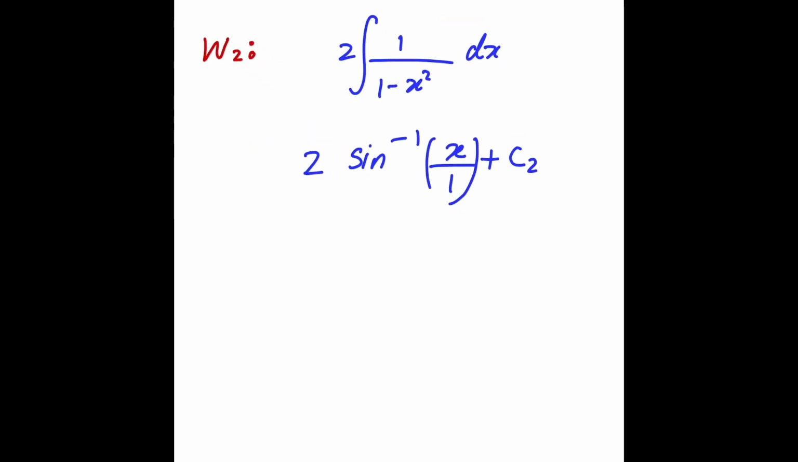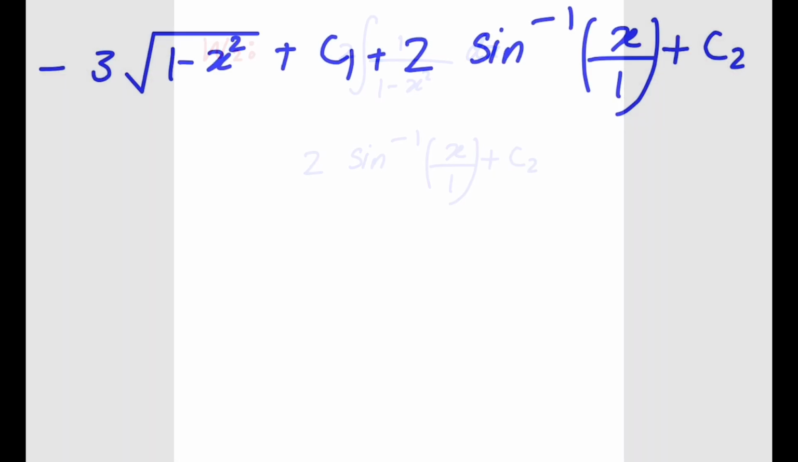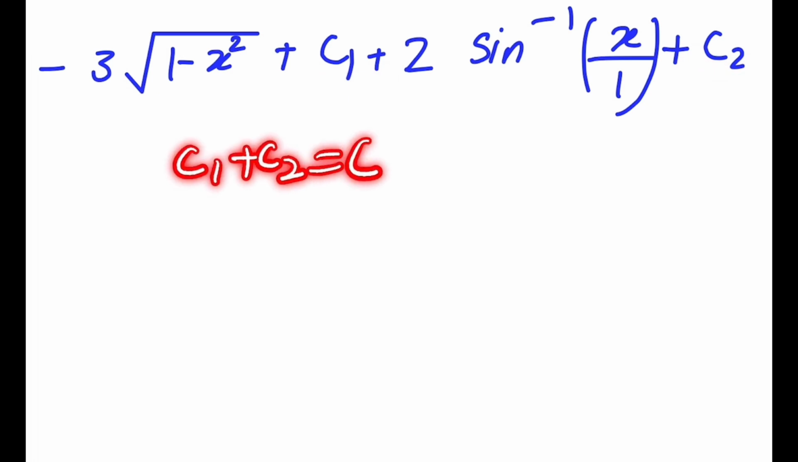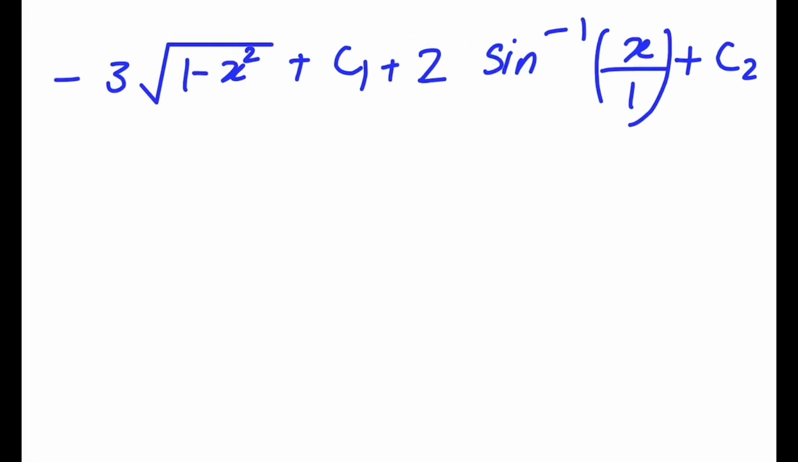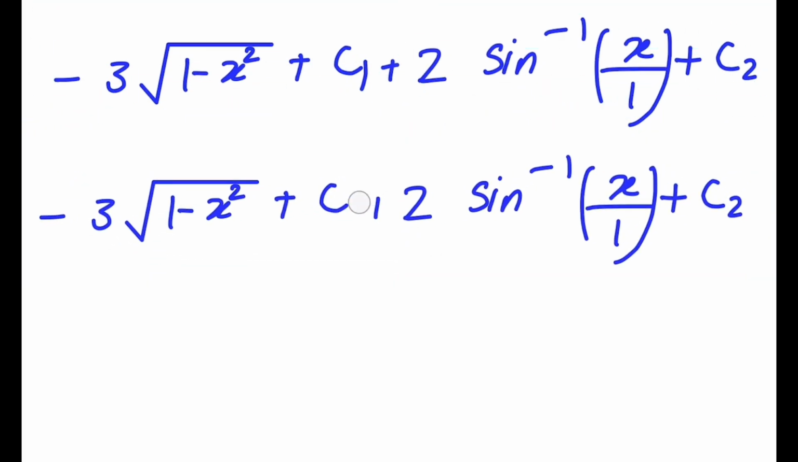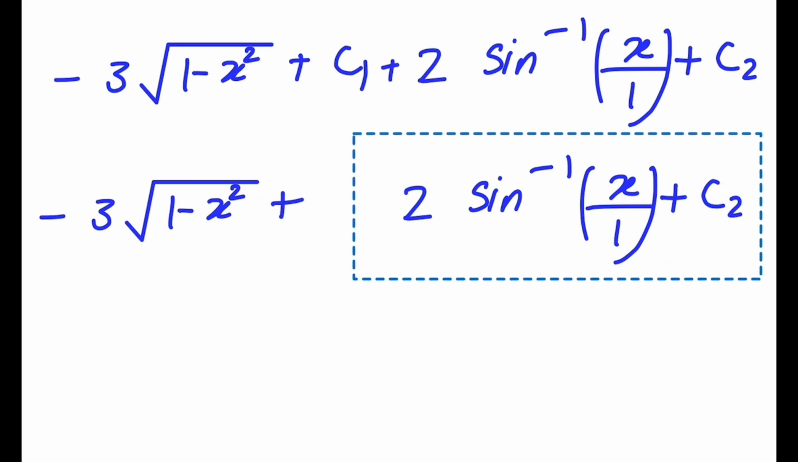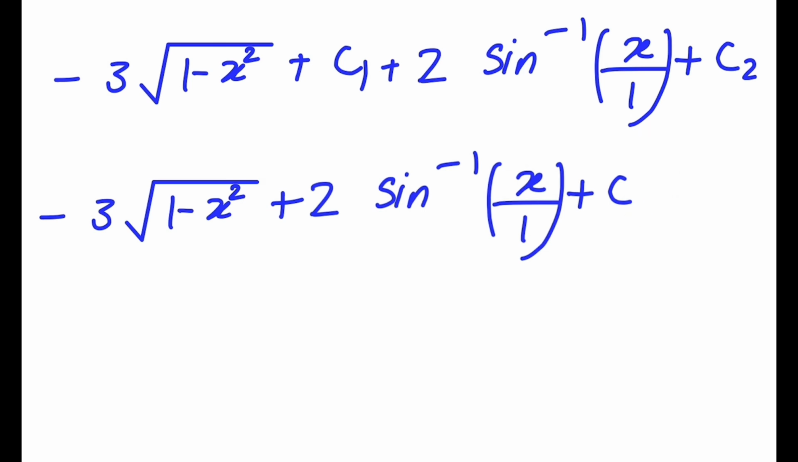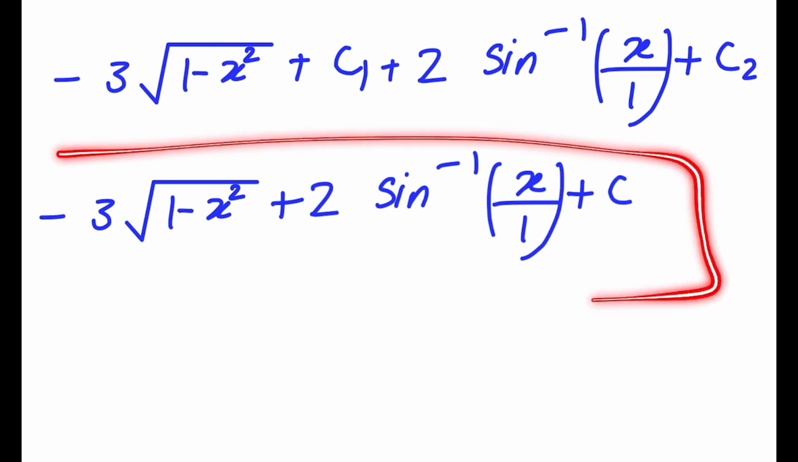Now that we have done working 1 and working 2, we are going to substitute it back into our original expression and write the final answer. Now to write it neatly, we can see that we have two constants c1 and c2. We can assume that c1 plus c2 equals c. Writing its final answer in the neat form, we are going to do this. And this is our final answer we have achieved here.